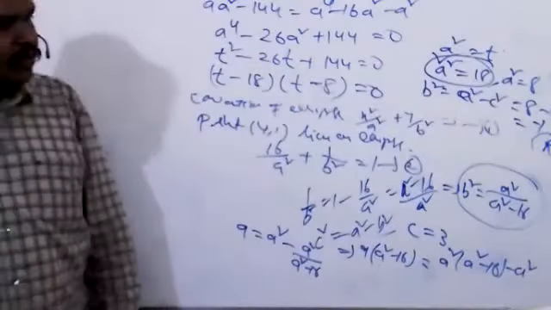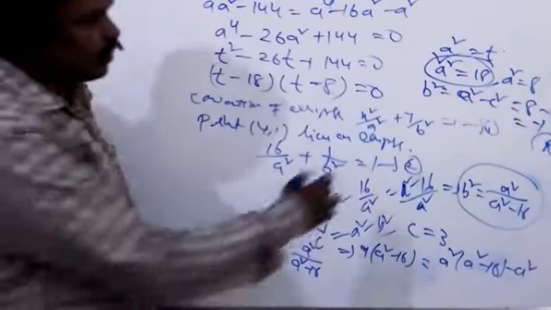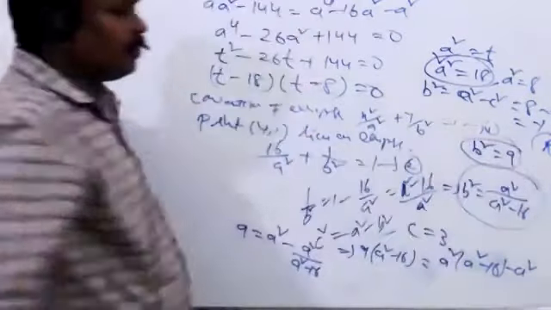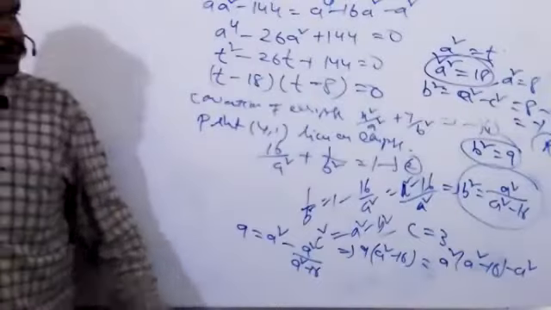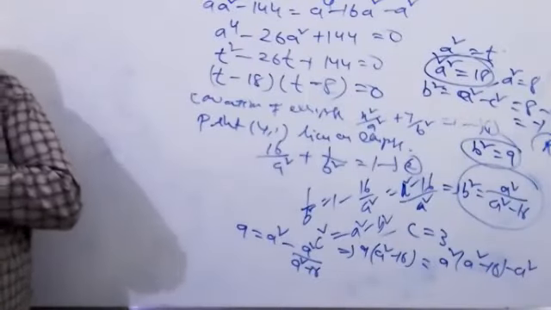Then b square is equal to 9. b square is equal to 9. Then substituting a square and b square values in equation 1.